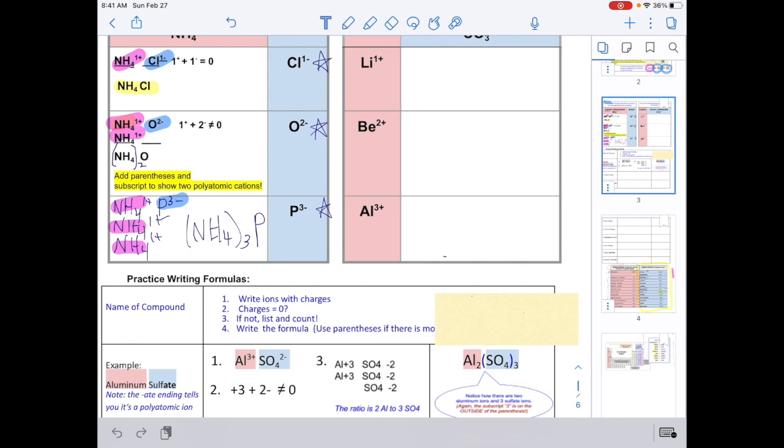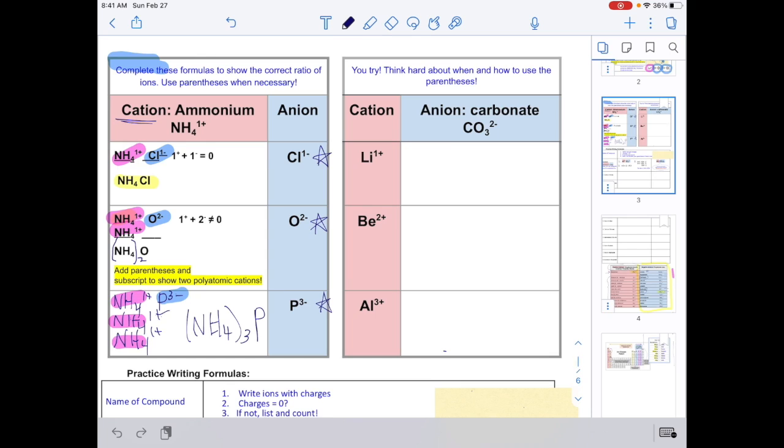All right, on this side, same thing, only we're going to bond 3 different cations to the same anion. And the anion is carbonate, a polyatomic. So I'm going to put Li 1 plus, CO3 2 minus. Do they add up to 0? No. I need another Li to balance that CO3.